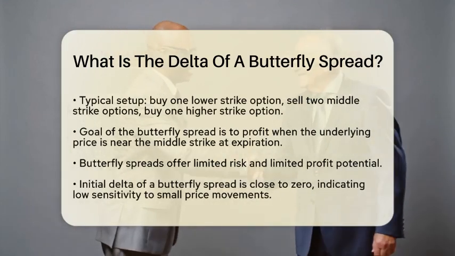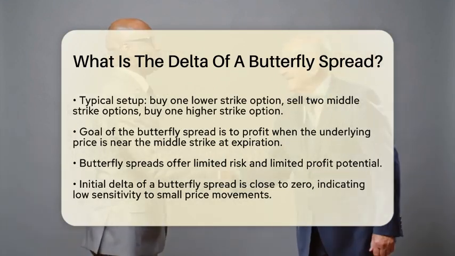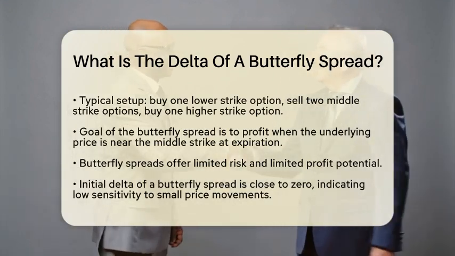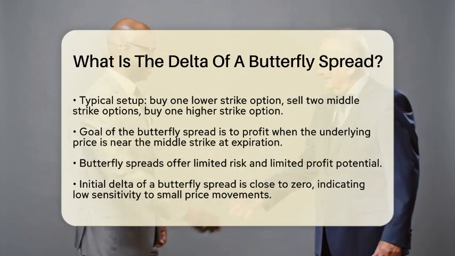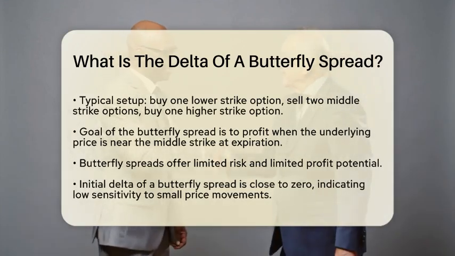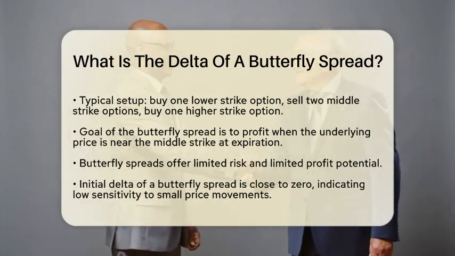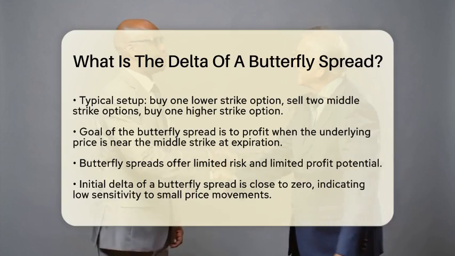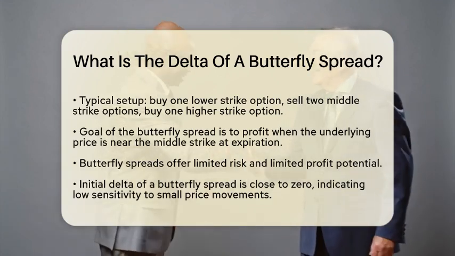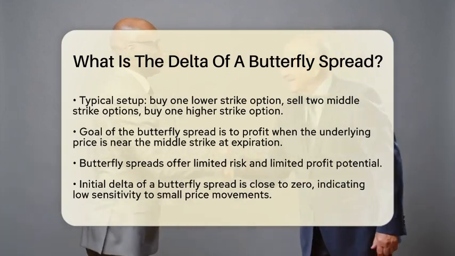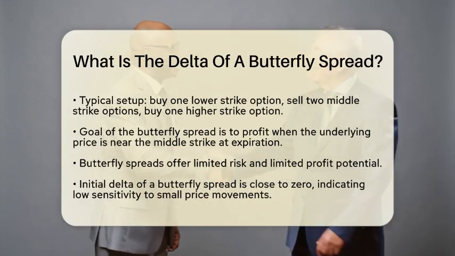This setup aims to profit when the underlying price remains near the middle strike price at expiration. It offers limited risk and limited profit potential. When you first set up a butterfly spread, its overall delta is usually close to 0. This means that the position is not very sensitive to small movements in the underlying asset price.